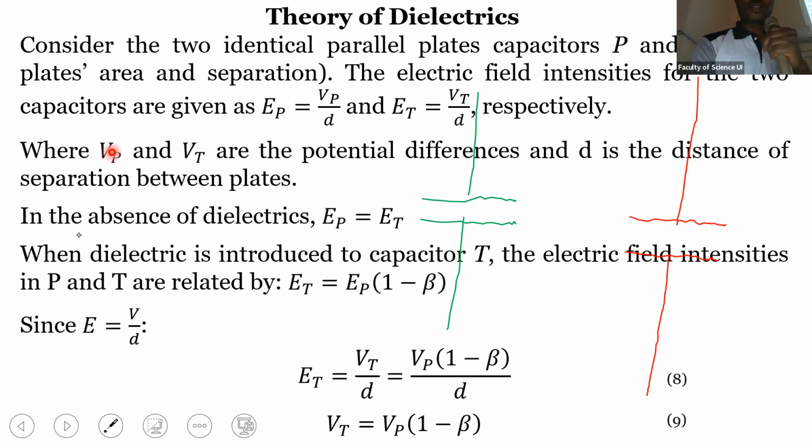So in the absence of dielectric, let's start from here. When VP and VT are the potential differences and D is the distance of separation between the plates, in the absence of dielectrics, then EP is equal to ET.